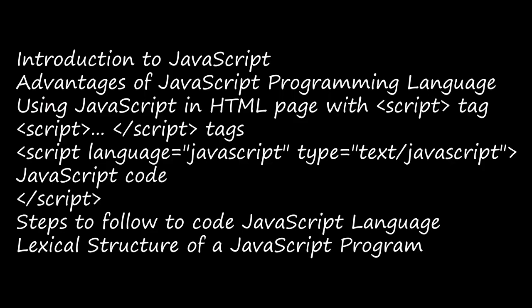And then we saw that the script tag has two attributes, language and type, right? And we have seen the steps to follow to code in JavaScript, and the first JavaScript program also, and then the lexical structure of JavaScript. We have seen some points inside the lexical structure of a JavaScript program, right? So next we are going to see about JavaScript variables, that we'll see in the next session, right?